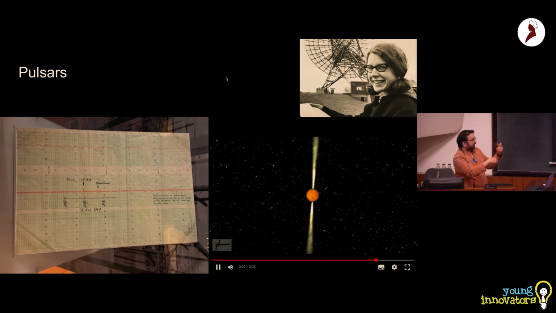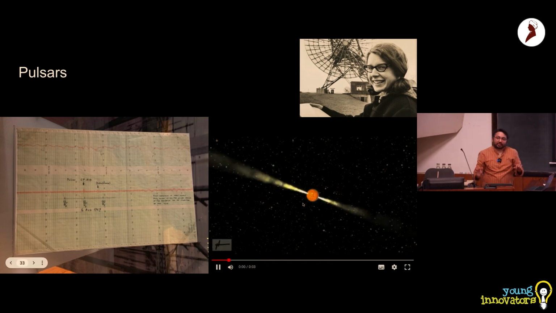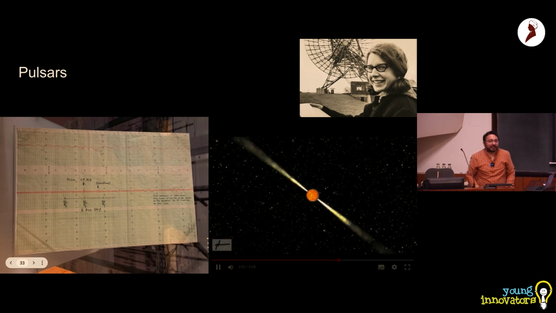So when it rotates, and when that radiation is in our field of view, you see it, and then it moves away, you don't see it. It's like a lighthouse, right? We had no clue such an object existed in the universe till we opened our radio telescope.